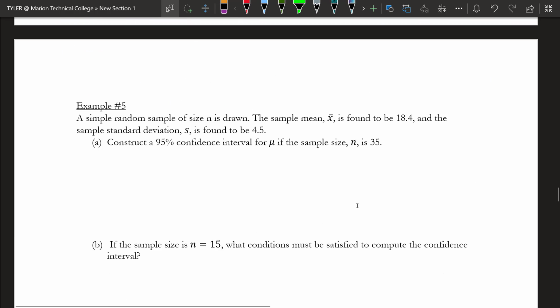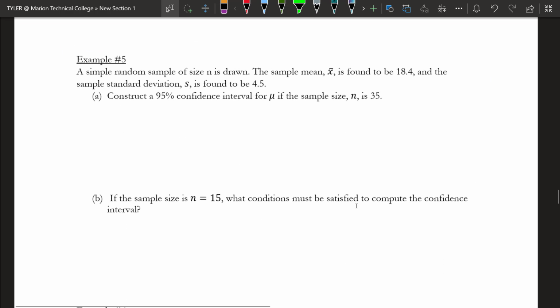So now we look at example 5. In example 5, we're told a simple random sample of size n is drawn. The sample mean x bar is found to be 18.4, and the sample standard deviation s is found to be 4.5. So in part A, we're asked to construct a 95% confidence interval for mu if the sample size n is 35.